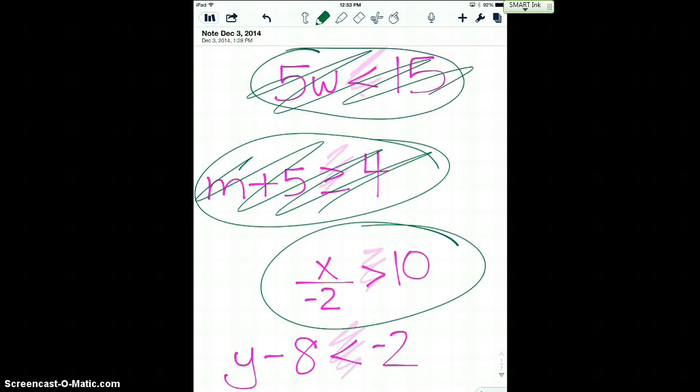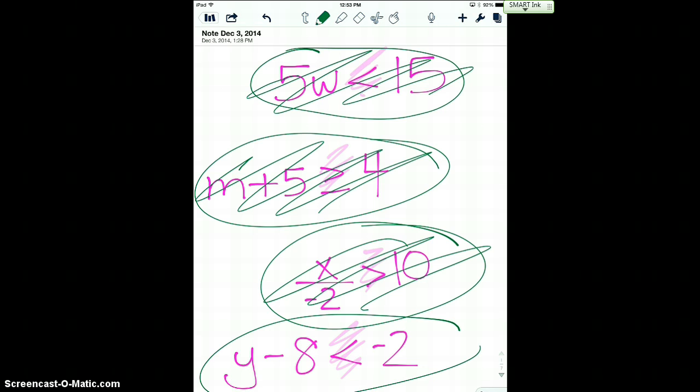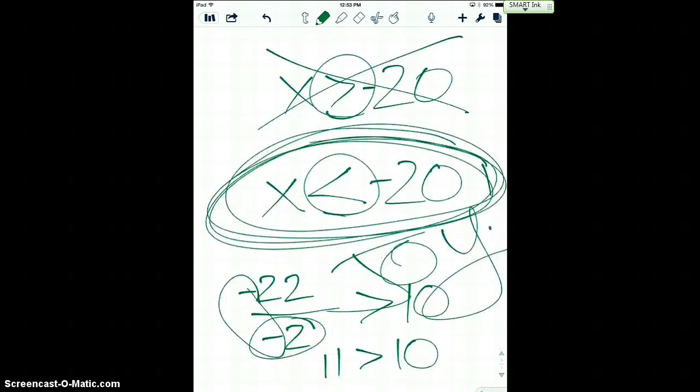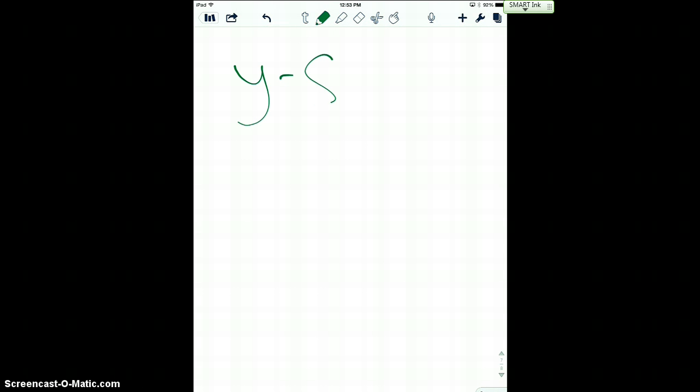Okay, the last one we're going to do, you guys. Sorry, I only had 4. Is this one here. Y minus 8 is less than -2. I'm going to start it with you. Y minus 8 is less than -2. And then you're going to finish it and you're going to submit your answer on the quiz.